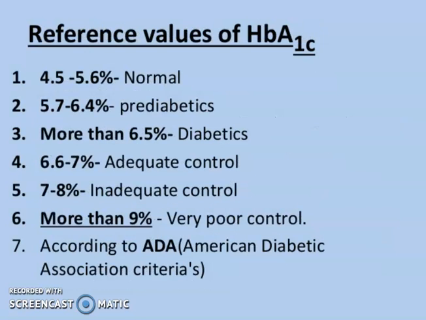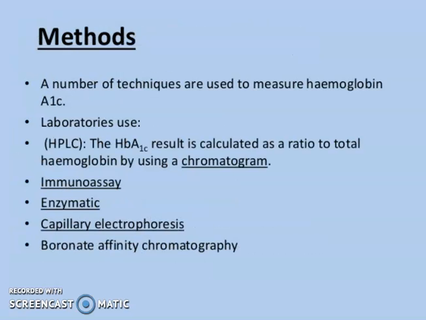So, reference values of HbA1c: 4.5 to 5.6 normal, 5.7 to 6.4 pre-diabetes, and more than 6.7 diabetes. 6.6 to 7 adequate control, 7 to 8% inadequate control, more than 9% very poor control, according to the ADA, American Diabetes Association.